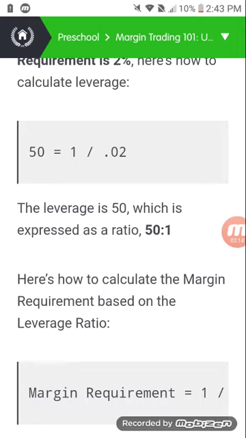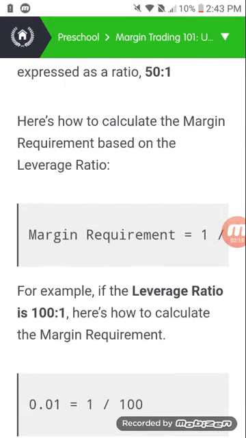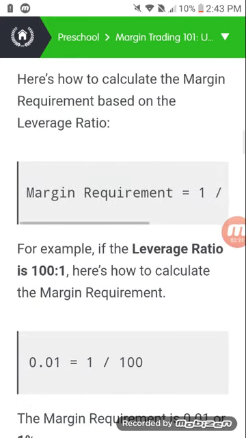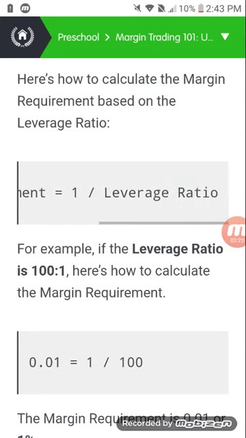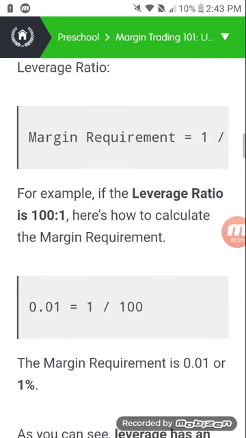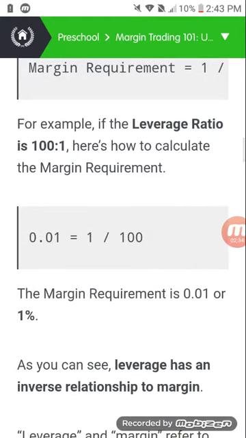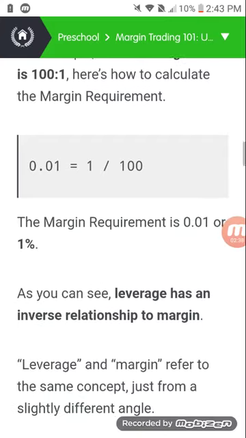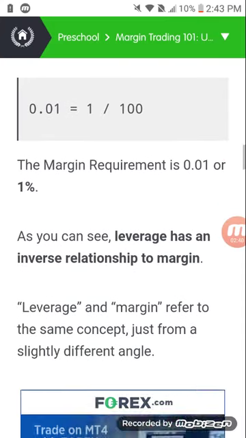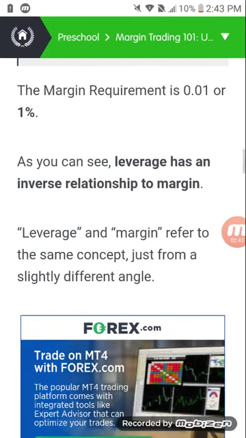This is how you calculate the margin requirement based on the leverage ratio. Margin requirement equals 1 divided by the leverage ratio. For example, if the leverage ratio is 100 to 1, the margin requirement is 1/100, which is 0.01, or 1%. As you can see, leverage has an inverse relationship to margin.